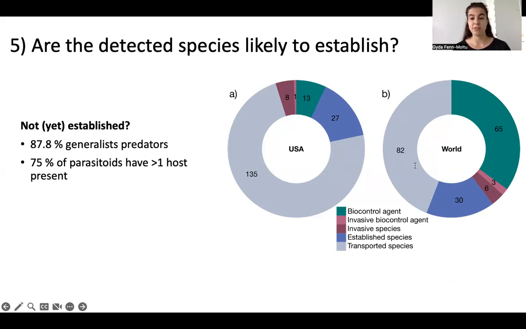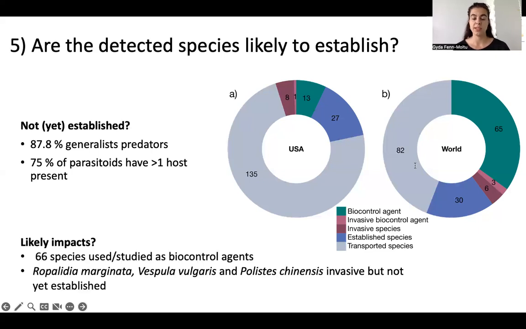Whether they then would have significant impact on local ecosystems is a different question, but we do know that several of the species have been used or studied as biocontrol agents around the world, and potentially could also control their host populations in the US. Others are known to be invasive, and there are 3 of these really problematic species that are arriving at the border, but haven't yet had the chance to establish. So we'll have to see how that pans out in the future.